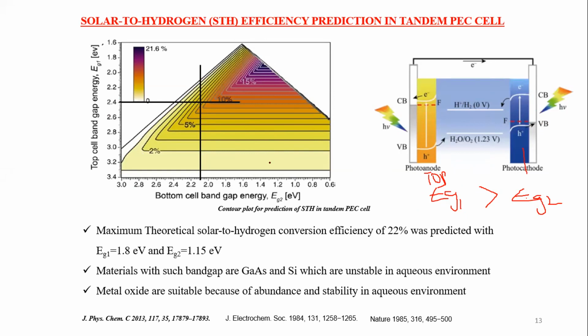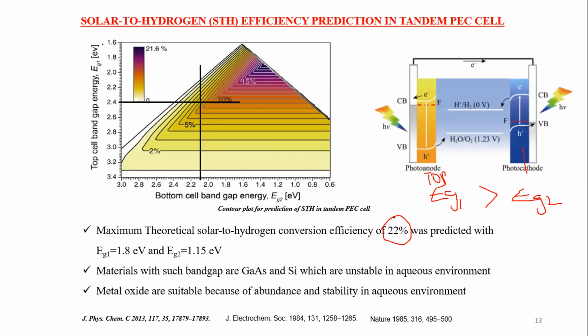And there are some theoretical predictions available to identify the right materials. Even so, one can achieve close to 22%. This theoretical prediction was done by Kevin Sivula from EPFL, Switzerland.